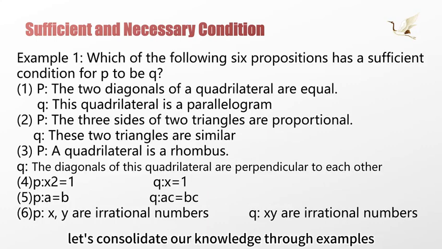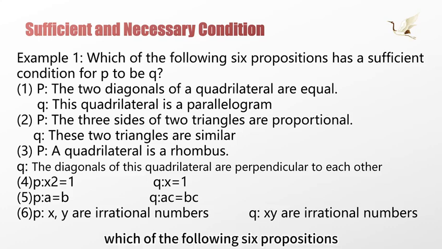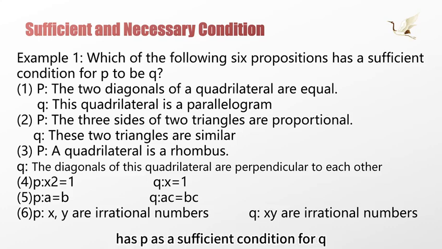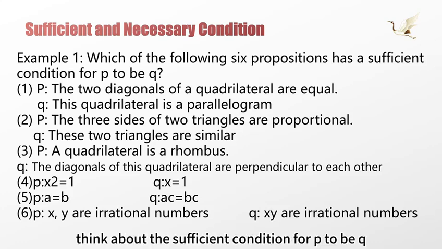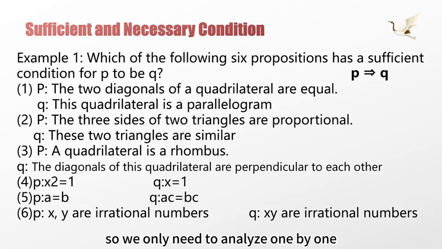Let's consolidate our knowledge through examples. We see example 1. Which of the following 6 propositions has P as a sufficient condition for Q? Please think: P is a sufficient condition for Q, which means who derives whom. It should be P that leads to Q, so we only need to analyze one by one whether P can lead to Q.